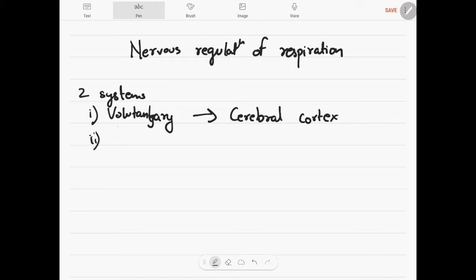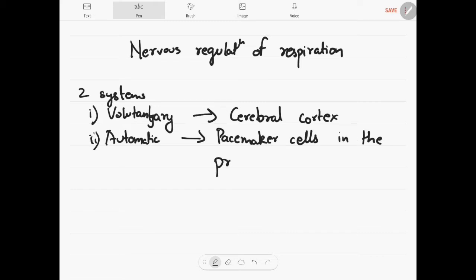Second is the automatic, which is brought about by the pacemaker cells in the pre-Botzinger complex. Now this is responsible for the rhythmic discharge. Okay, now we need to learn about the respiratory centers.